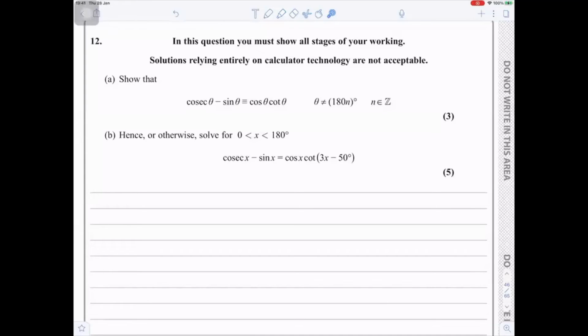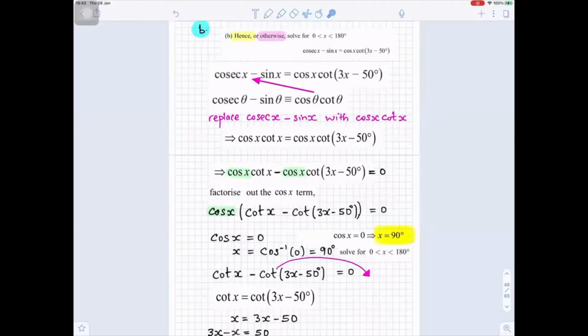12b. Hence or otherwise, solve for 0 less than x less than 180: cosec x minus sin x equals cos x cot (3x minus 50 degrees). To solve it, we have to replace cosec x minus sin x with cos x cot x. So instead of cosec x minus sin x, we remove that and replace it with cos x cot x, which we got from part A. So now we have cos x cot x equals cos x cot (3x minus 50).